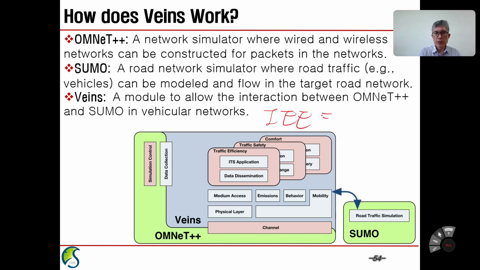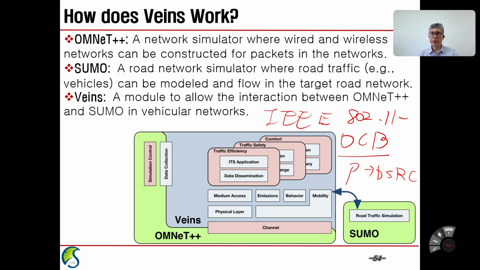So Veins is IEEE 802.11p OCB. OCB means outside the context of a basic service set. This is a kind of, in the past, you know, 11p. Okay, so 11p is for DSRC for vehicular communication, dedicated short range communication. So Veins is a bridge between the OMNeT++ simulator and SUMO, okay, and then they can integrate.